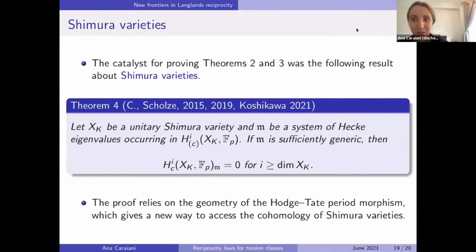And so the key geometric ingredient in our work was to understand the fibers of the Hodge-Tate period morphism in terms of something called Igusa varieties, which helped you really compute the cohomology of the fibers and understand this complex of sheaves on the flag variety.